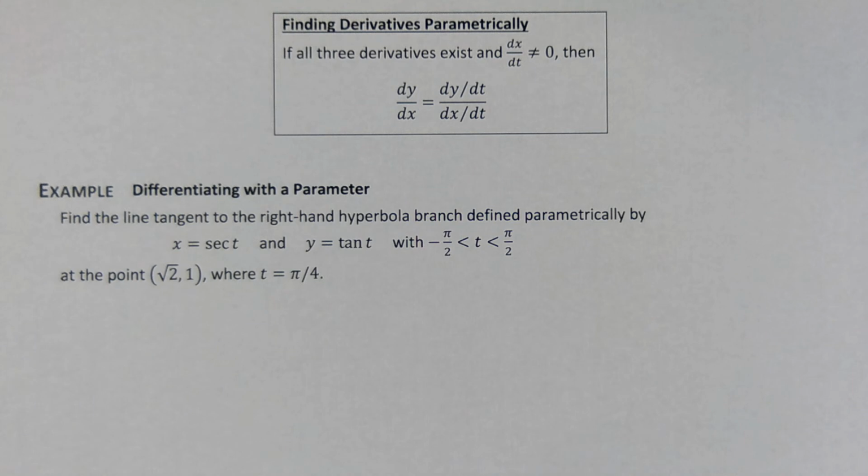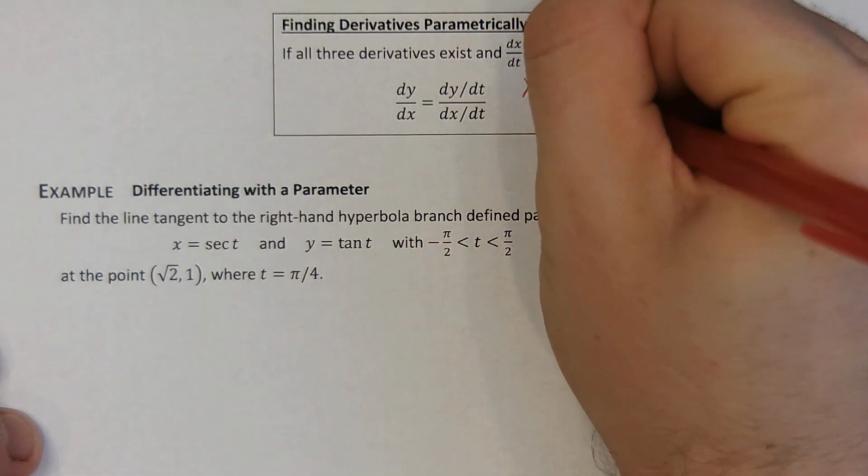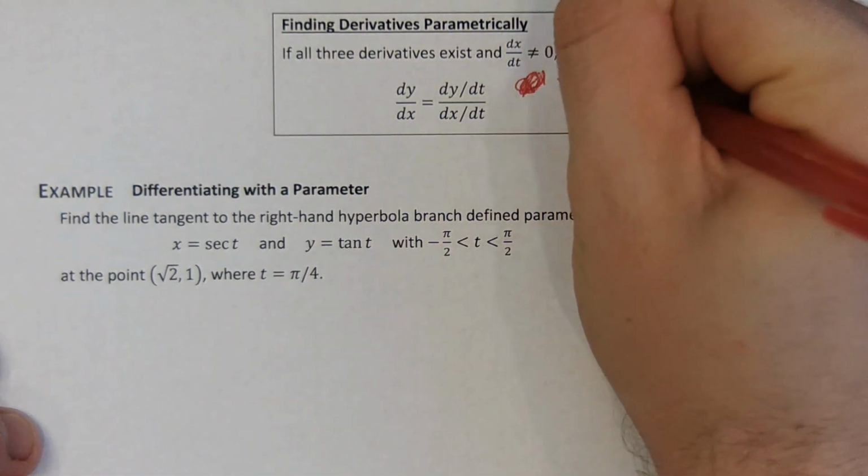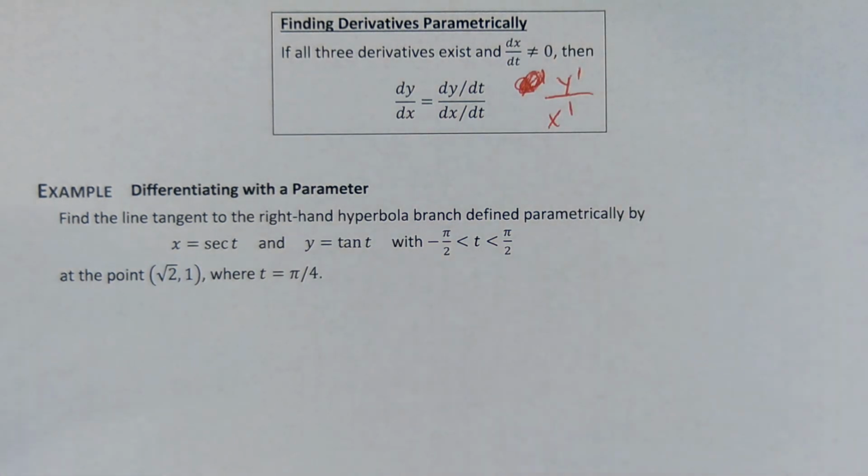And the really nice thing about derivatives of parametrics is if you want to find the derivative of parametric, dy dx, it's legitimately the derivative of y over the derivative of x. It's y prime over x prime. You know, y over x is slope, right? Rise over run, so it's just y prime over x prime. Makes life really, really easy.